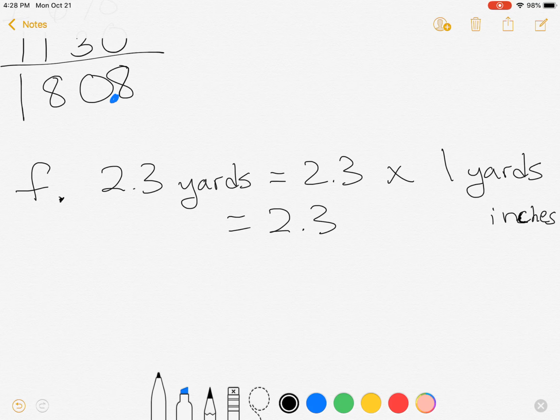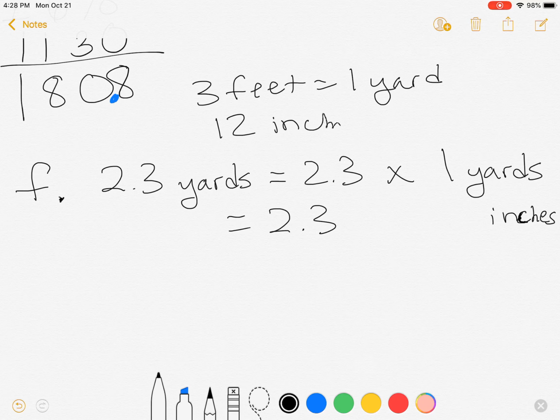No. 16. Hold up, back up. There's 3 feet in 1 yard. How many inches are in 1 foot? 12. Thank you, Reagan. 12 inches in 1 foot. So you have to multiply 12 times 3 because there's 3 feet in 1 yard. What's 12 times 3? 36. So times 36.